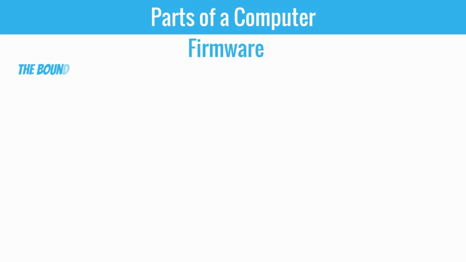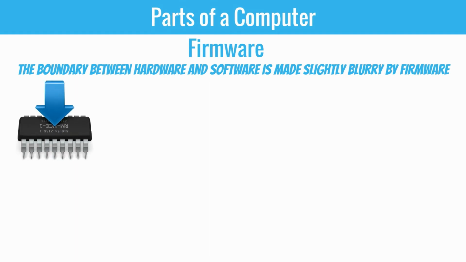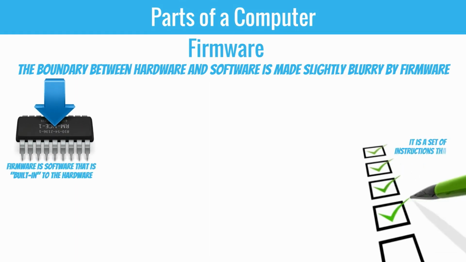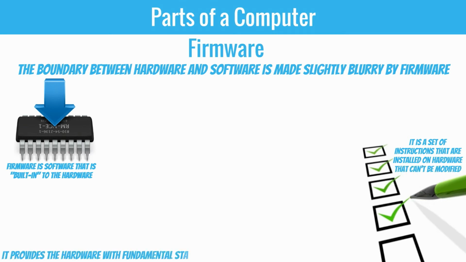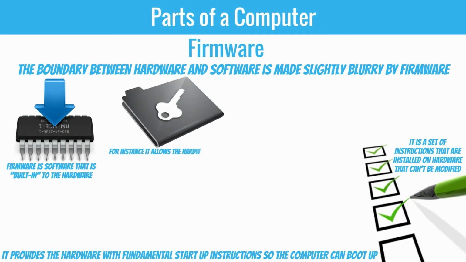Firmware. The boundary between hardware and software is made slightly blurry by firmware. Firmware is the software that is built into the hardware. It is a set of instructions that are installed on hardware that can't be modified. It provides the hardware with fundamental startup instructions so the computer can boot up. For instance, it allows the hardware to locate and retrieve the appropriate operating system.